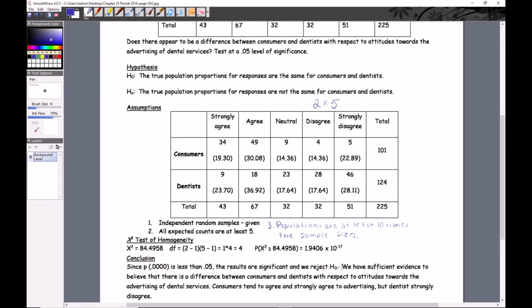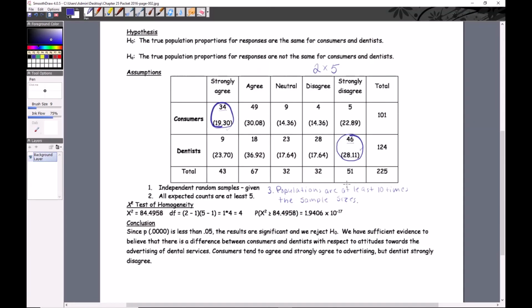All right, so now you need to figure out what that difference is. So look closely at your observed and expected, especially right here. Do you see how more consumers strongly agree than what's expected? And then look over here at dentists. Here, they're more strongly disagreeing than expected. So there it is, right? Consumers tend to favor it. Dentists tend to not favor it.